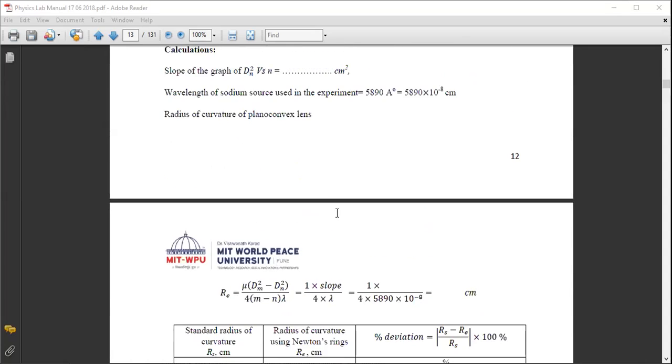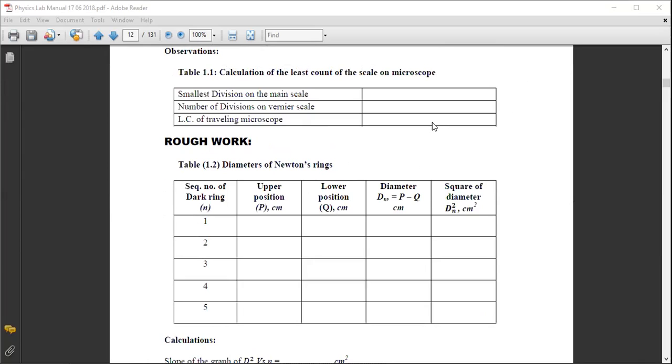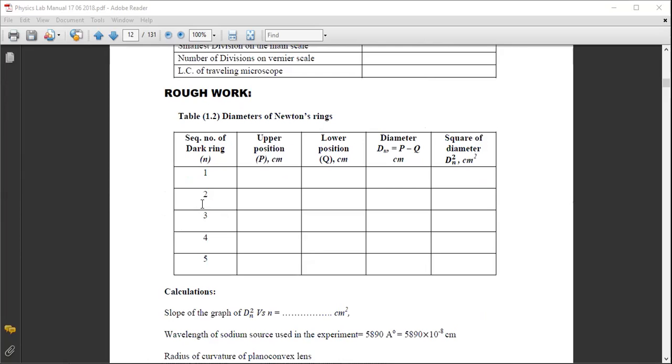Okay, so now we have given you the least count directly, right? I hope you are able to see the PDF. You need not write the first 2 points here. You can see my arrow here. Your least count is already given to you, and in this rough work your p and q values are given to you. These two columns are given to you. From this you can calculate the diameter difference p minus q, and D_n square.